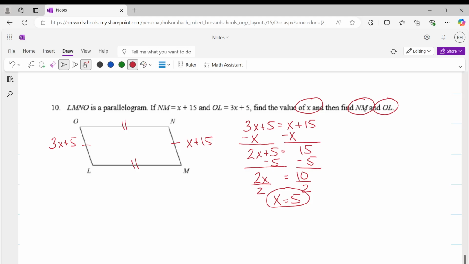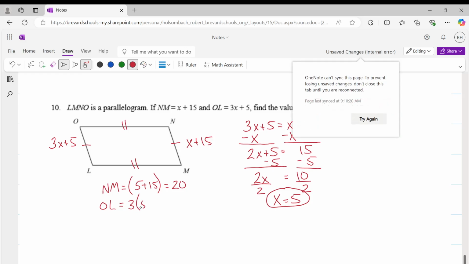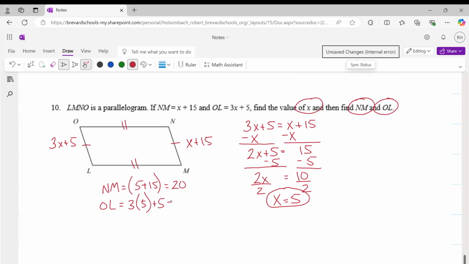You need NM next. So NM is equal to 5 plus 15, which is 20. OL is equal to 3 times 5 plus 5, which is 15 plus 5, which is 20. All right, so there's your x, your NM, and your OL.